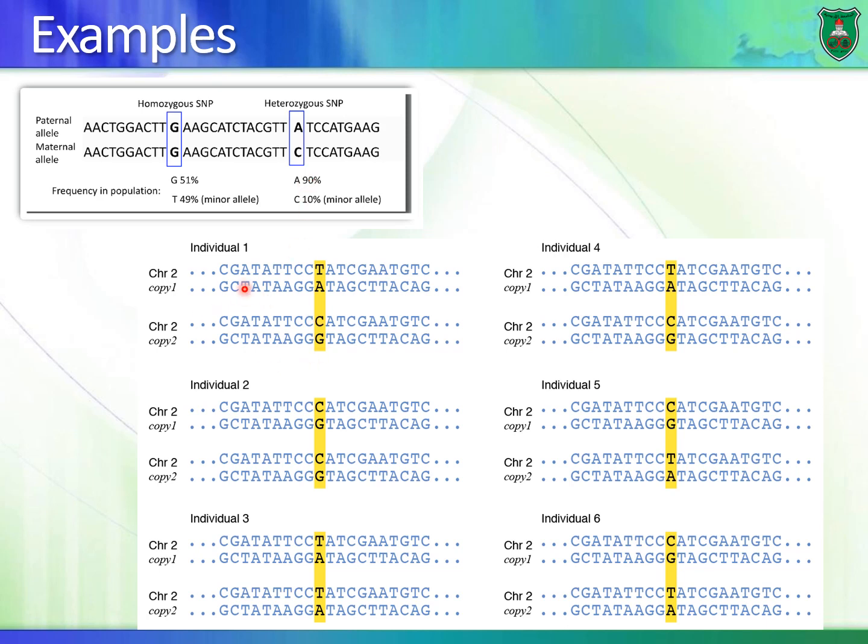So this is individual 1 looking at a SNP in chromosome 2. Different individuals, 6 individuals. This person has T and C. This individual, same location, same SNP, same position, has C and C. This person has T and T. This person has T and C. This person has C and T, and this person has C and T. So you can see that these SNPs are mainly either T or C.